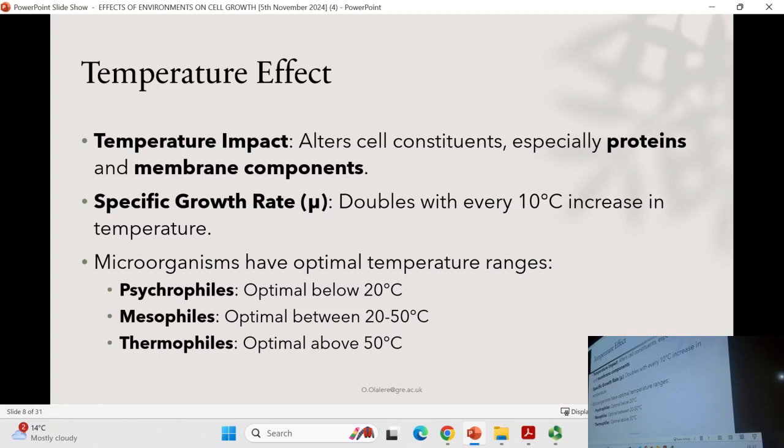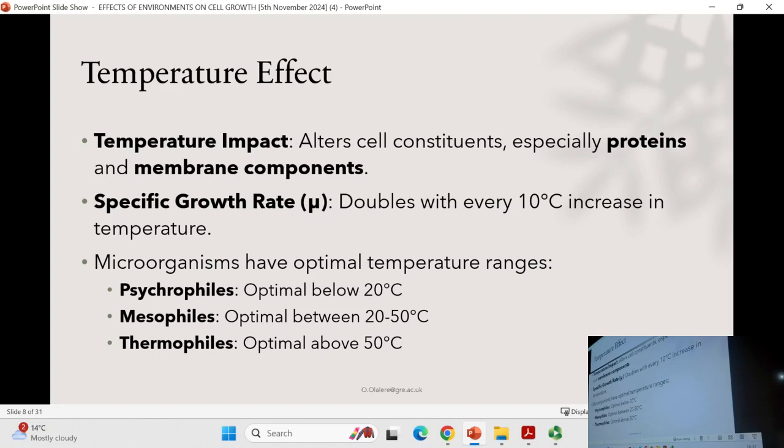Then we have mesophiles. Mesophiles are microorganisms that can work optimally between 20 and 50 degrees C. Anything above 50 degrees C, they start misbehaving. Then we have thermophiles also. These are microorganisms that even at higher temperature, will still behave normally.